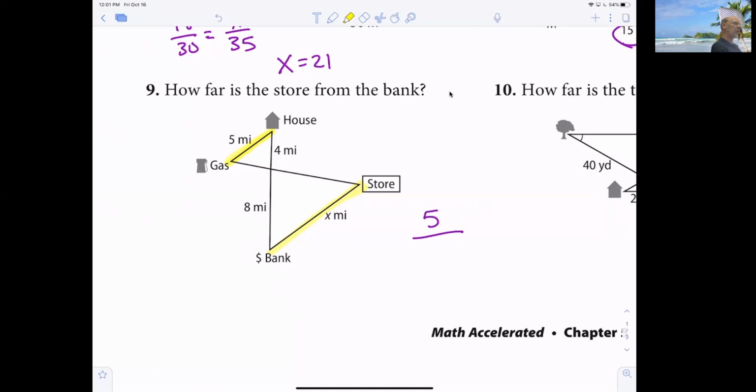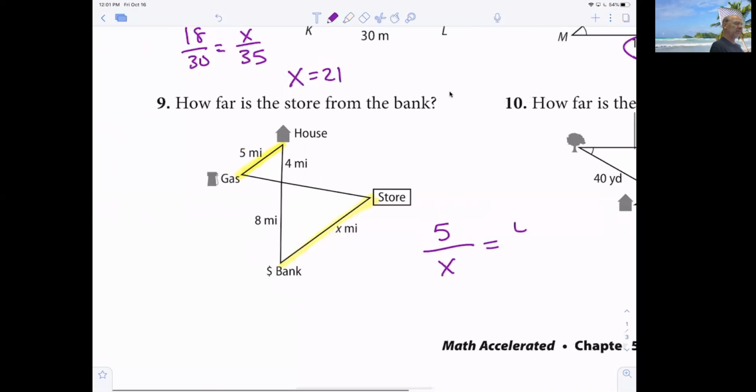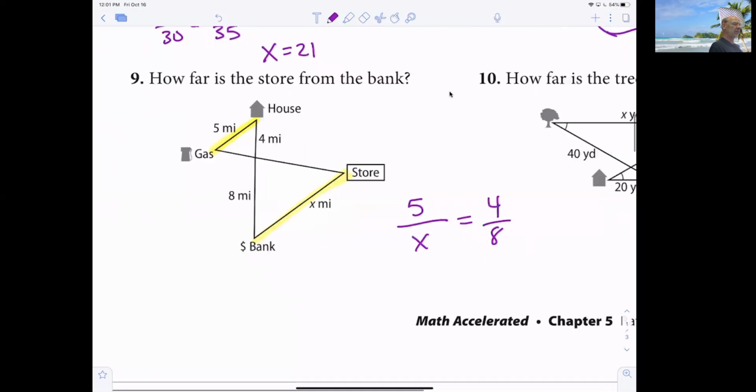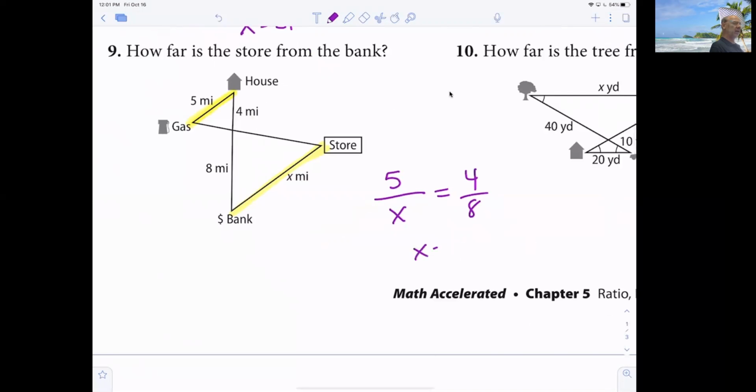So you're going to do 5 over what? X is equal to 4 over 8. Yes, 4 over 8. And then x equals 10. Now you understand me, right, on that? That's a good mistake. All right, Cole, tell me.